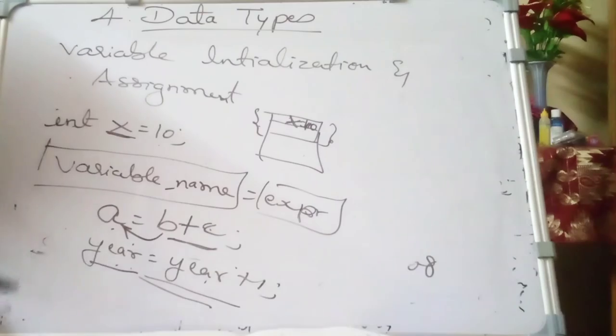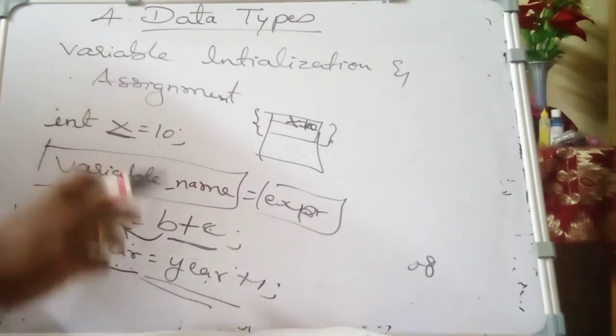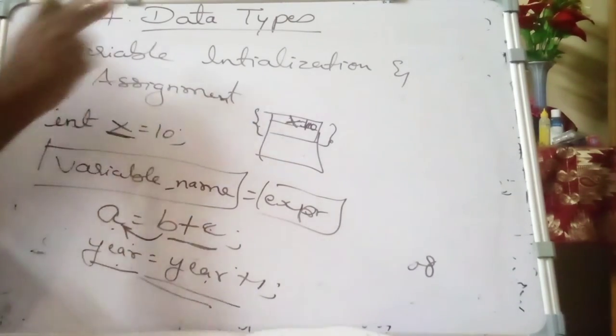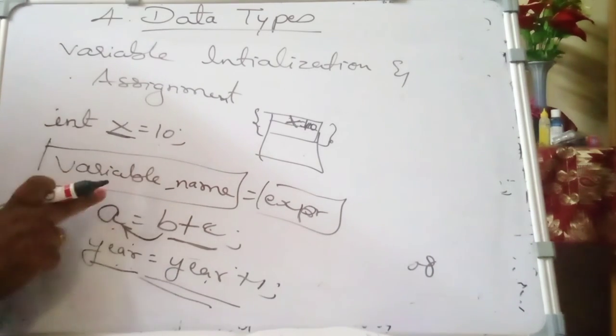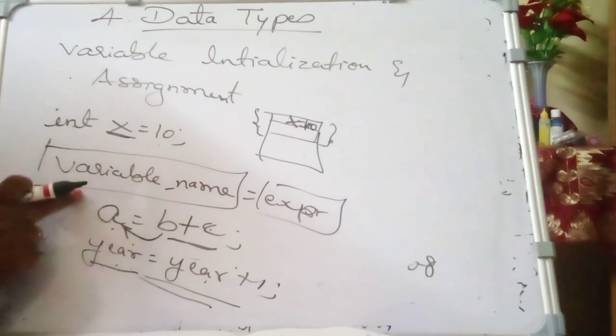So in this class we have discussed different types of data types and also we have seen how to declare and initialize a variable. Hope you understood.